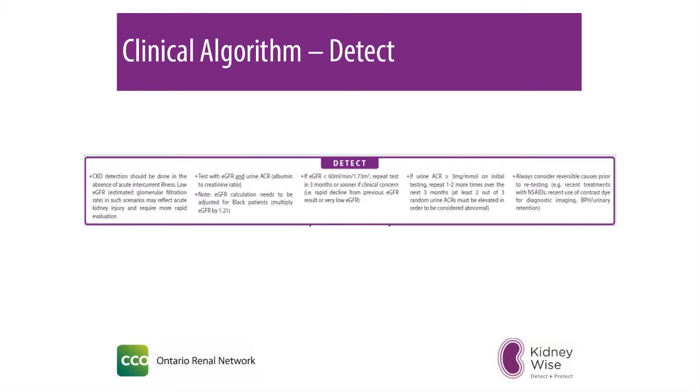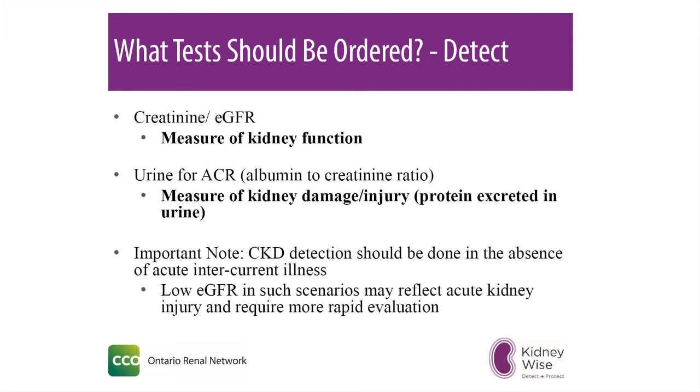The next category is detection. I will use the next slide to explain this in more detail. There are two tests that should be ordered to detect chronic kidney disease. The first test is a creatinine, which also comes with an eGFR, or estimated glomerular filtration rate, in most labs in Canada. This is a measure of kidney function.